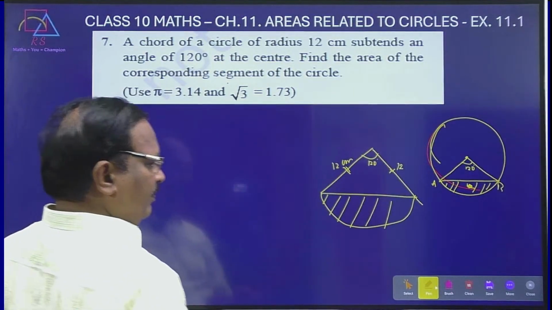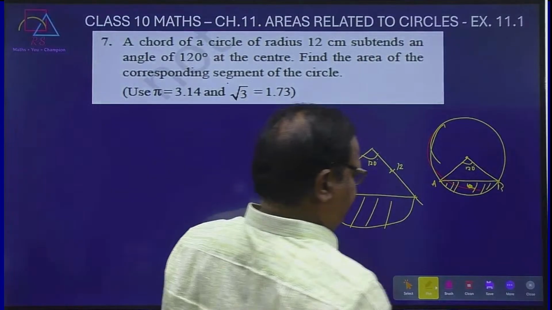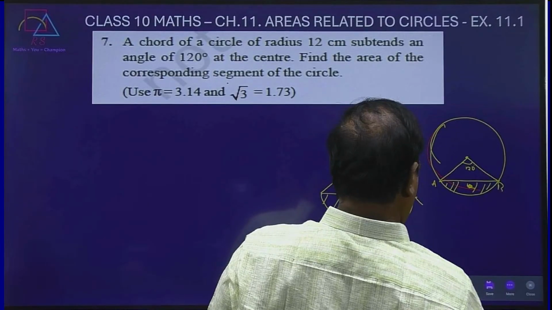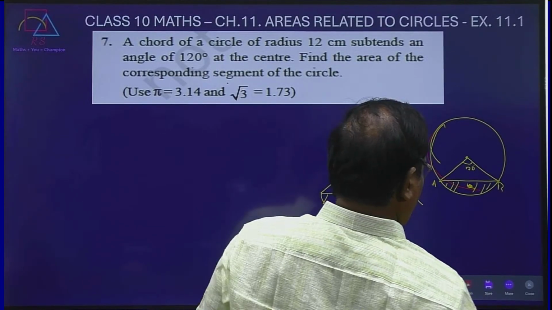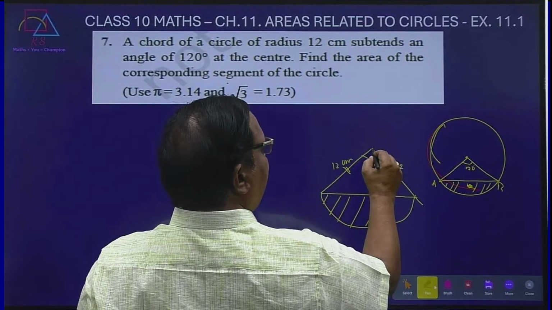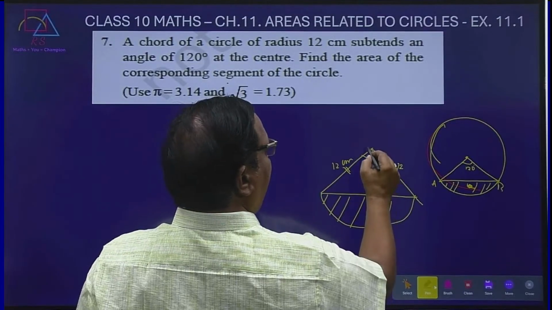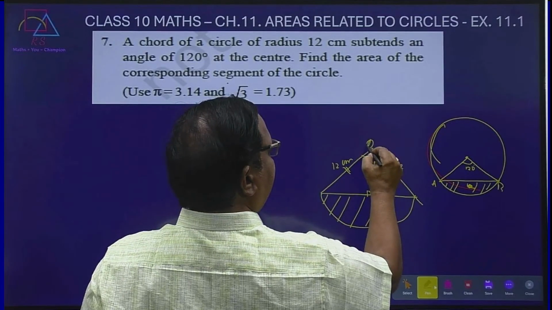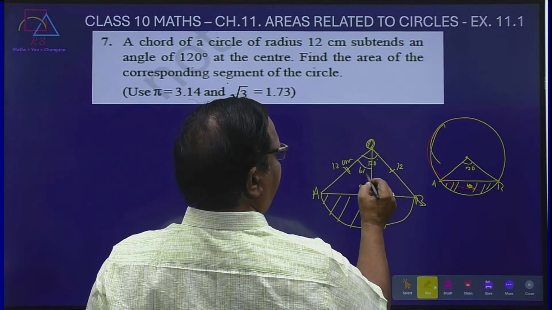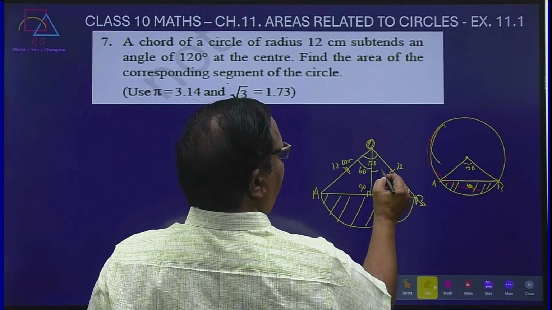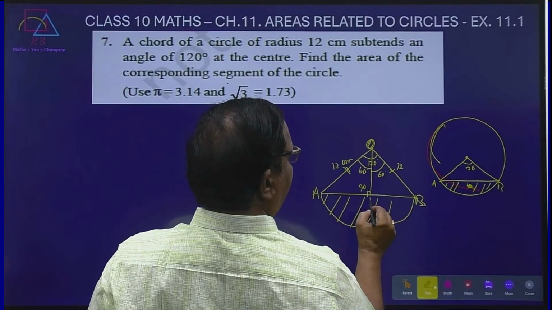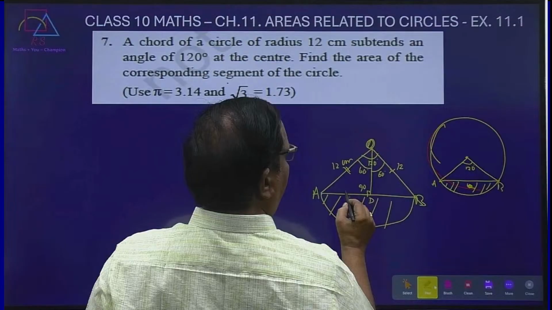120 degrees. If I draw a perpendicular, let us say this is O, A, B. If I draw a perpendicular, this angle will be 60 degrees and this angle will be 60 degrees. So this is x centimeters, this is x centimeters.